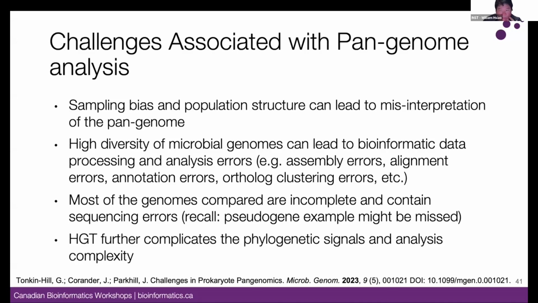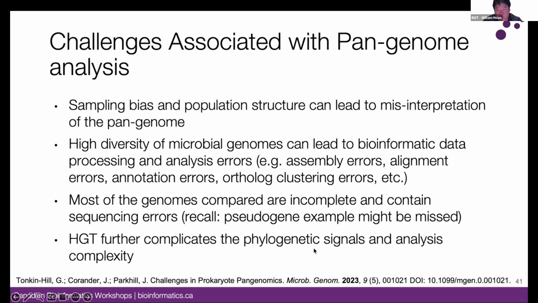So it's also worth keeping in mind that most of the genomes that we're comparing to are incomplete, right? So you're never fully sure that the unique genes are truly unique, or even the core genomes that you identify are actually core, or just happen to be missing in one of the strains. And also these genomes, if they're not complete genomes and they're draft genomes, they could contain sequencing errors.